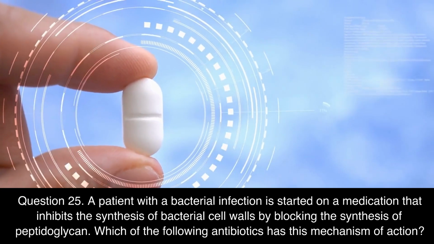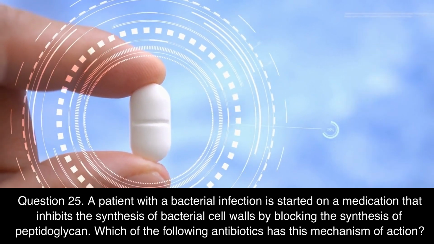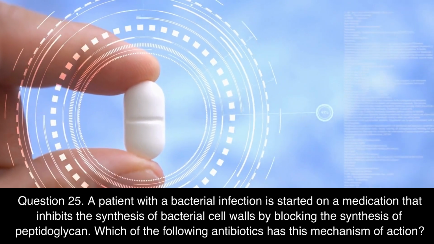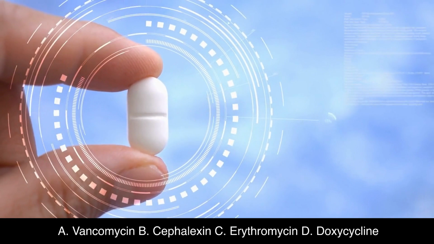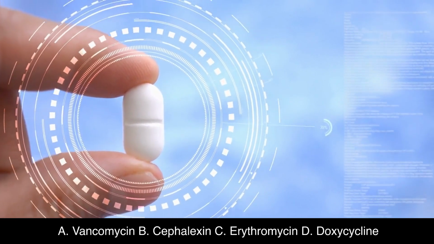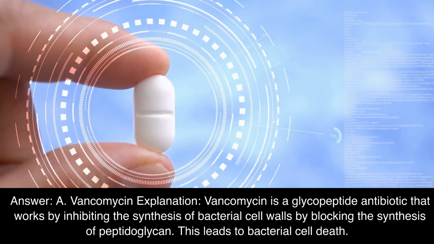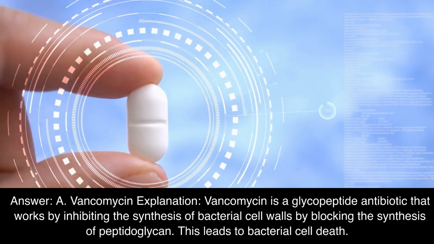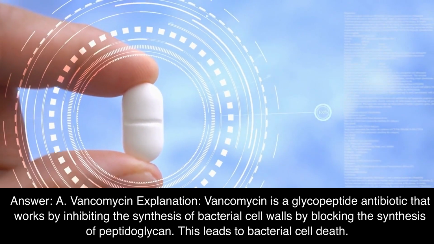Question 25. A patient with a bacterial infection is started on a medication that inhibits the synthesis of bacterial cell walls by blocking the synthesis of peptidoglycan. Which of the following antibiotics has this mechanism of action? A. Vancomycin, B. Cephalexin, C. Erythromycin, D. Doxycycline. Answer: A. Vancomycin. Explanation: Vancomycin is a glycopeptide antibiotic that works by inhibiting the synthesis of bacterial cell walls by blocking the synthesis of peptidoglycan. This leads to bacterial cell death.